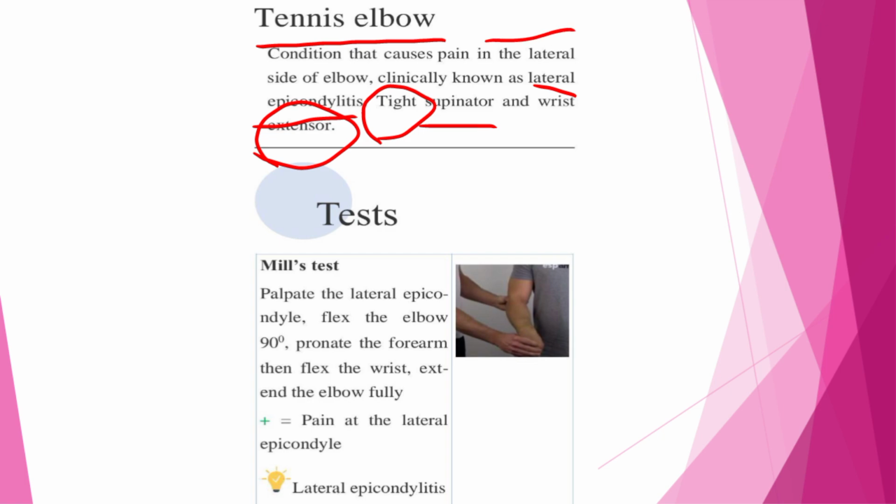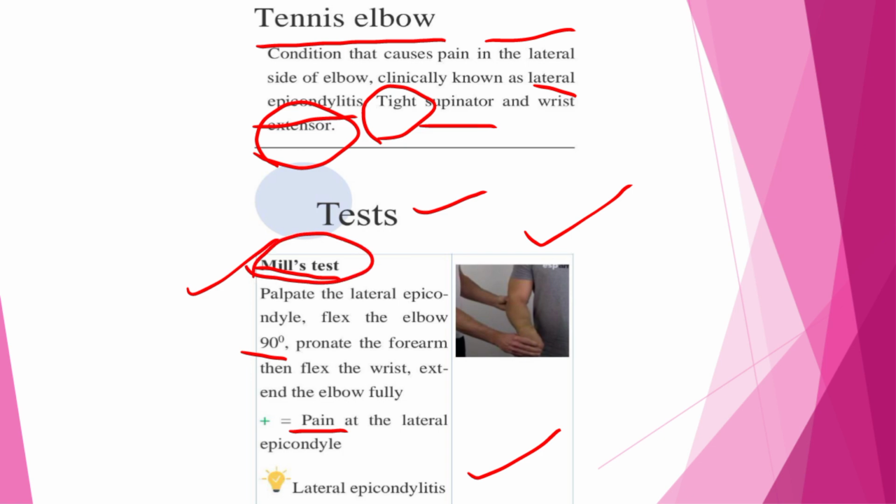There are special tests to diagnose tennis elbow. First is the Mills test. In the Mills test, palpate the patient's lateral epicondyle, flex the elbow to 90 degrees, pronate the forearm, then flex the wrist and extend the elbow. In this position, if the patient feels pain at the lateral epicondyle, it means the patient has tight supinators and wrist extensors. This is the sign of lateral epicondylitis. If the patient feels pain, then this test is positive. That is the Mills test.